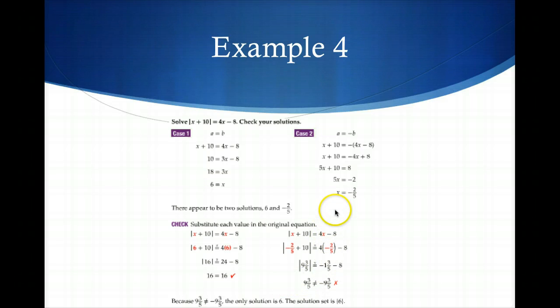Now let's see if we substitute in a negative 2/5 for x. We end up with the absolute value of 9 3/5, and on this side, we end up with a negative 9 3/5. So this one does not check. So the solution negative 2/5 is an extraneous solution. So the only solution is 6.